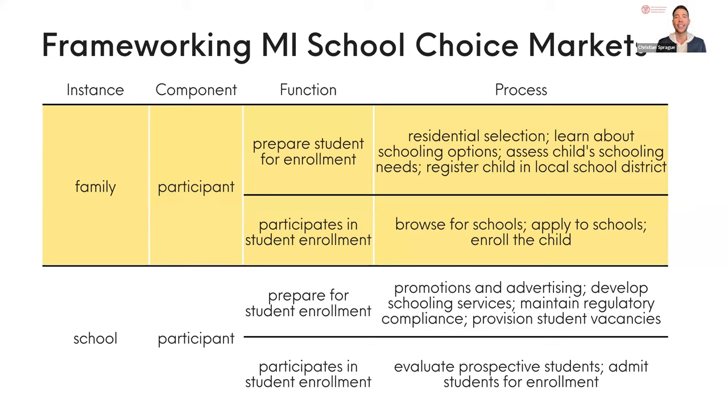The second thing that they need to do is participate in the enrollment. They do that by browsing for schools, applying for schools, and enrolling the child. All of this is regulatory background, policies that are in place, and exchange mechanisms that they're walking through. And so that's what the family does.